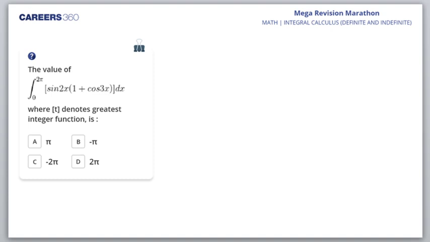Let's solve this. Let's see first of all what we can do with this integral. I hope you remember this theorem that the integral from 0 to a of f(x) dx is equal to the integral from 0 to a of f(a minus x) dx. Am I right? This is one of the theorems. Okay.